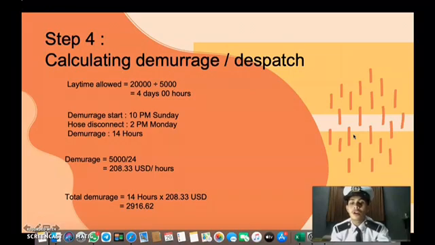Next, to calculate the cost of demurrage, 5,000 USD per day divided by 24 hours, we get 208 USD 33 cents per hour. Finally, the total cost of demurrage we get is 2,916 USD 62 cents. This is the amount we get after multiplying the total time on demurrage by the cost of demurrage. So that's all the result of demurrage.